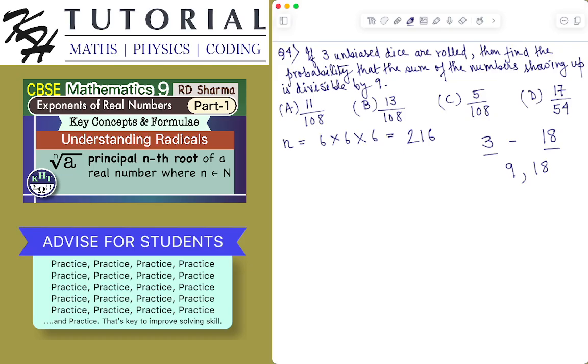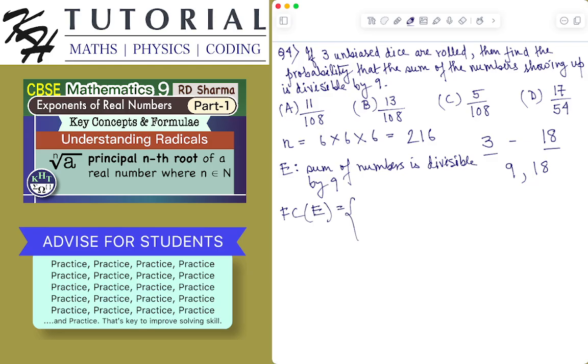So if E be the event, sum of numbers is divisible by 9, whose probability we have to find. Let's try to find what are the outcomes which are favorable to the event E. So we have three dice.